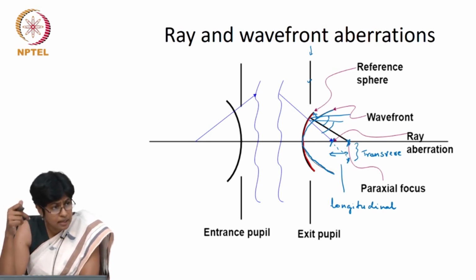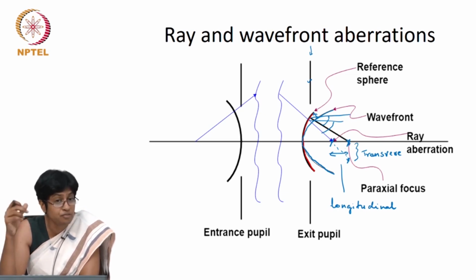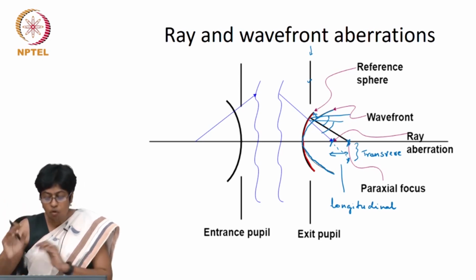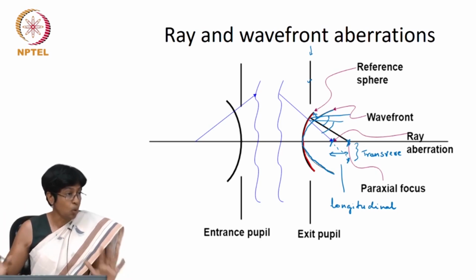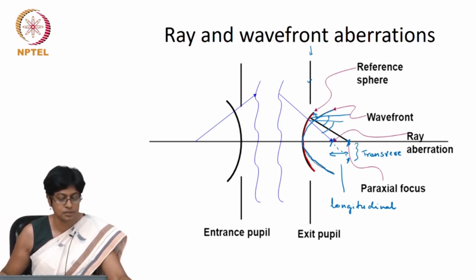Why is that a useful way of looking at the error? You can very easily picture how the wavefront looks, and that gives you immediately an idea of the kind of effect you're going to see in your image. Okay, so these are all different ways of quantifying or studying the aberrations in the system.